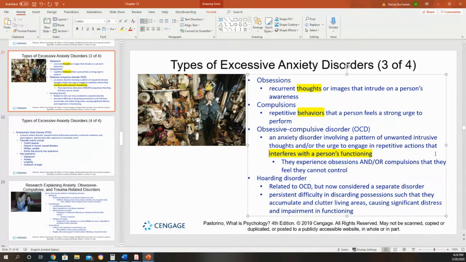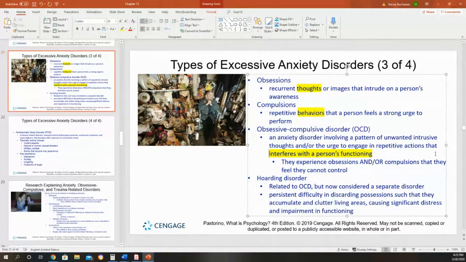It used to be classified within the DSM as an obsessive compulsive disorder. Now, in recent times, they consider it its own disorder, but similar to obsessive compulsive disorder. So they can't discard possessions, so they have to keep everything. They live in sometimes awful living conditions, and obviously these conditions cause them significant distress and impairment in functioning.